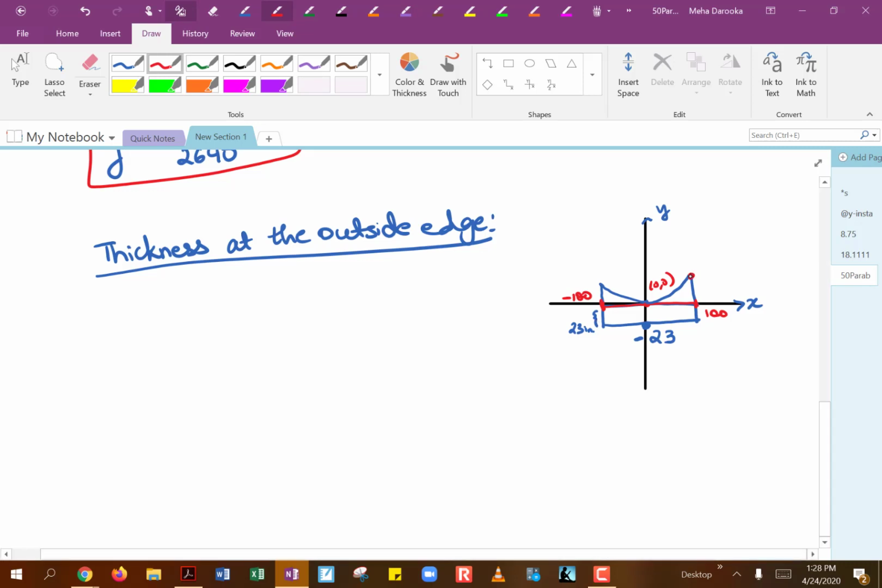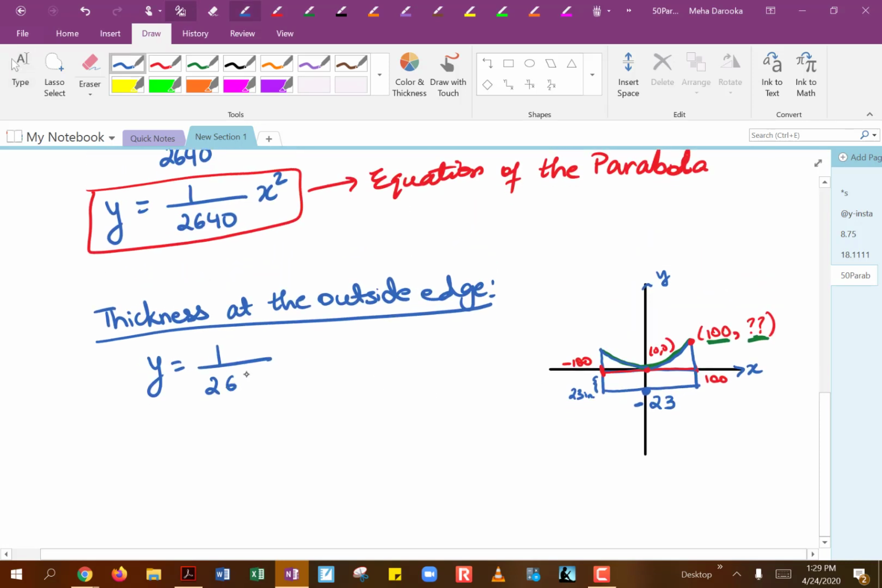So let's say I am interested in finding this point. Now this point corresponds to the 100 on my x-axis, and I am trying to find out what its y coordinate is. I already know the equation for this parabola, so I can just plug in this as my x value, and it can help me find what my missing y value is going to be. So that's the first part we are going to do, is take our equation: y = 1 divided by 2,640 x squared.